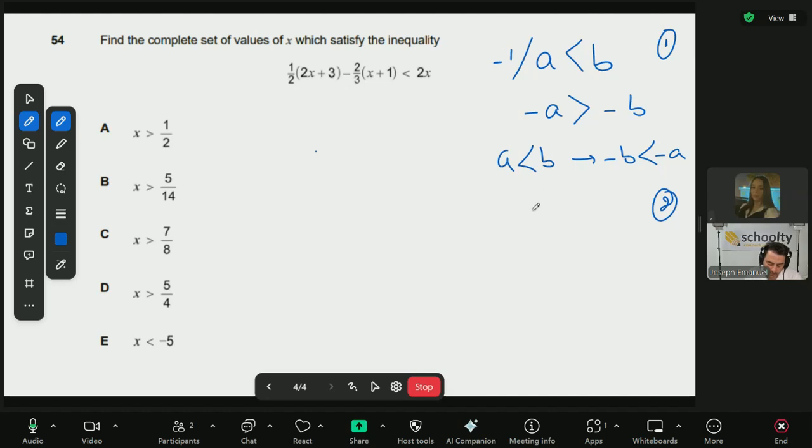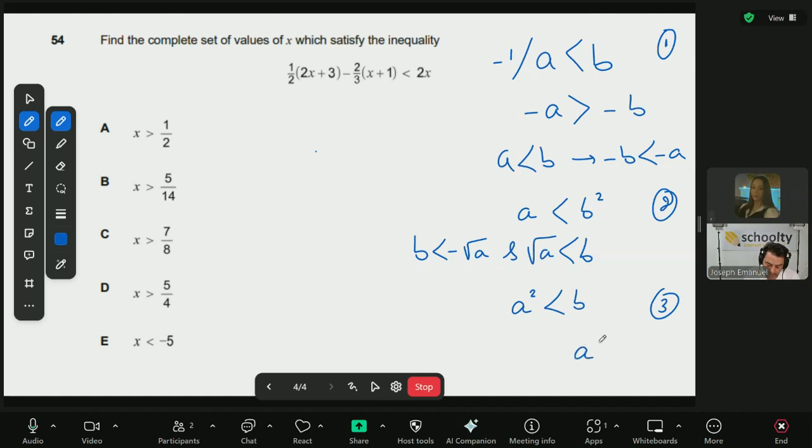Number two, when you have square, so if you have B square bigger than A and you want to make the root, you need to take the minus side also, so you have B bigger than the square root of A, and also on the minus side you have B smaller than the minus square root of A. And if you have the opposite, A square smaller than B, and you want to solve it, you will have A smaller than the positive square root and A bigger than the minus of the square root. What is the logic here?